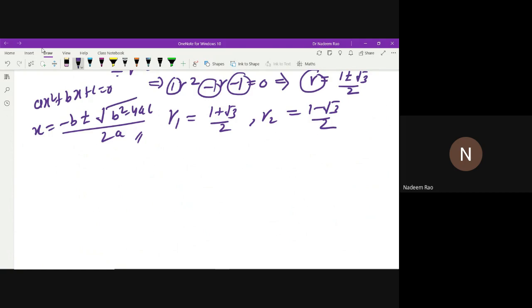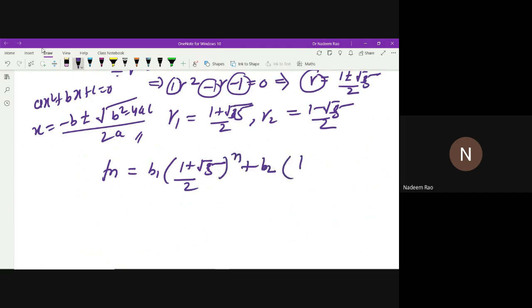Okay. So then the homogeneous solution is, fn equals b1 times the first root, 1 plus square root 5. I think there should be 5, maybe it was miswritten. So 1 plus square root 5 by 2 to the power n, plus b2 times 1 minus square root 5 divided by 2 to the power n.